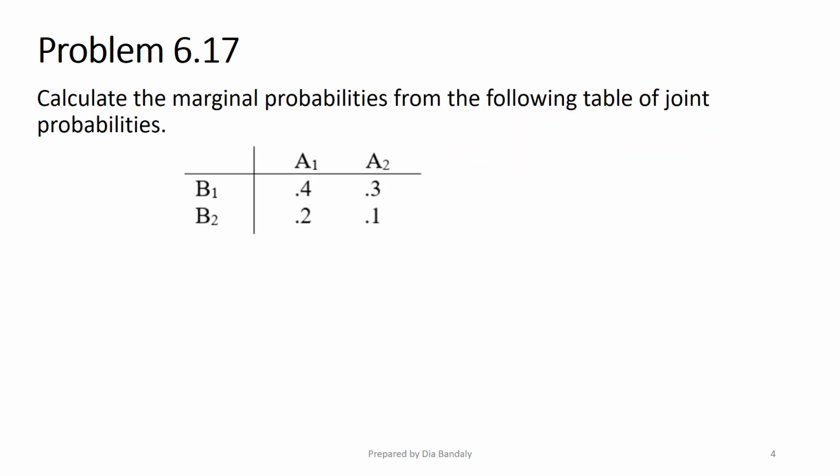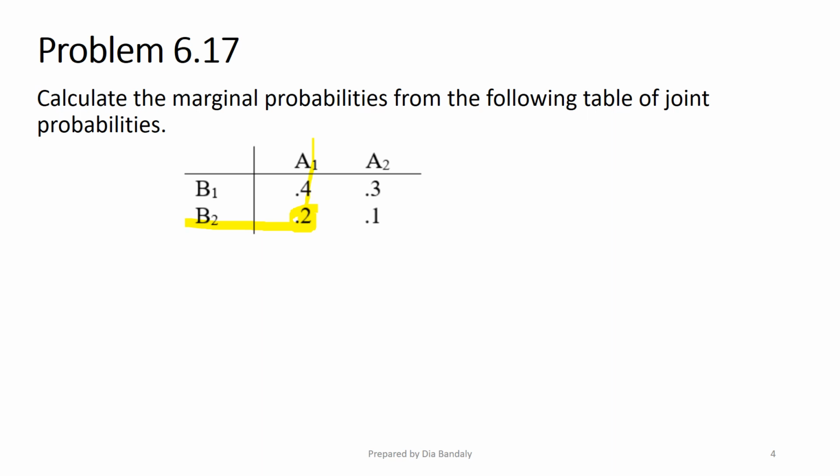All right, in problem 617, we're given the joint probability table. Remember what's a joint probability? It shows us the probability that two events happen together. So here we have four events, A1, A2, B1, B2. So how do we read this table? Remember, okay, let me first get my highlighter. Okay, for example, what's that 0.2? We can see that at the intersection of B2 and A1, which means this is the probability of B2 and A1 happening together. All right, this is what we mean by joint probability.